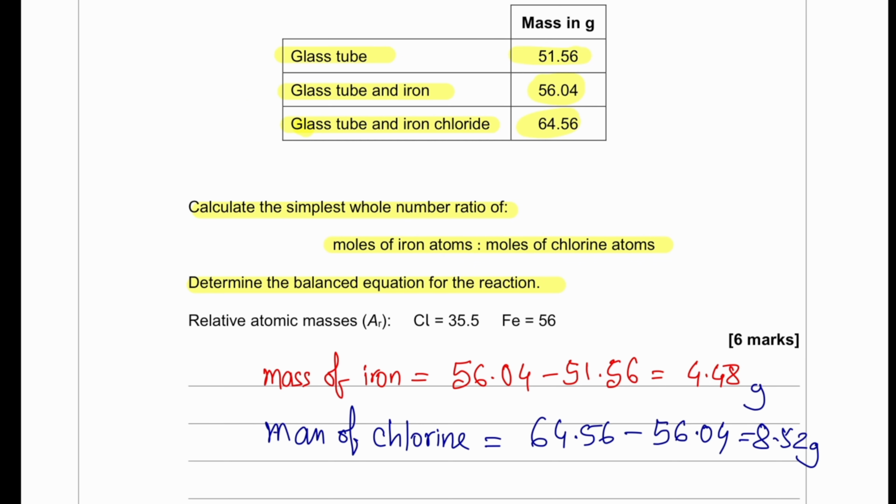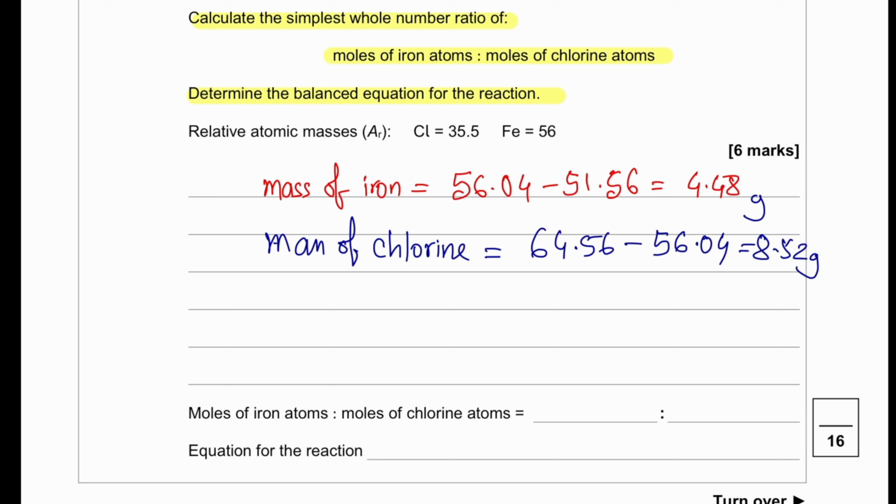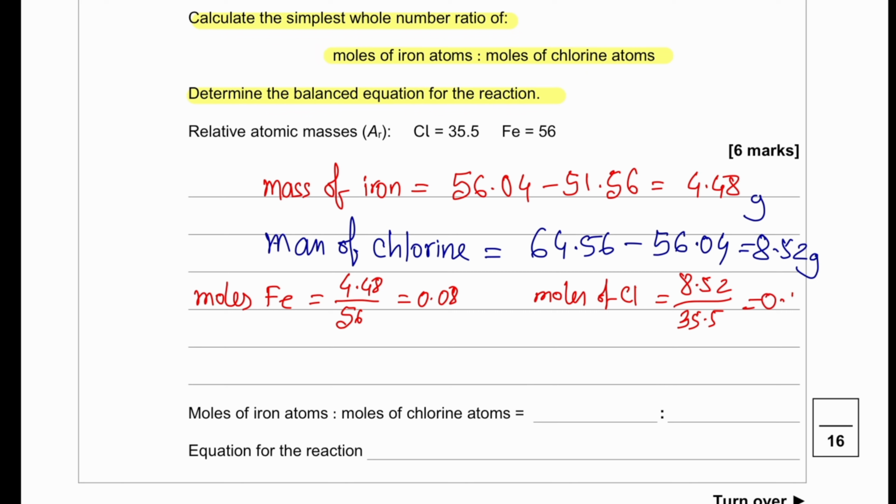Okay, now we are going to do our second step, which is to find moles. First of all, we're going to find moles of iron. It's going to be 4.48 divided by 56, which is 0.08 mole. Then we are going to find moles of chlorine. It's going to be 8.52 divided by the molar mass of chlorine, which is 35.5, and we get 0.24.